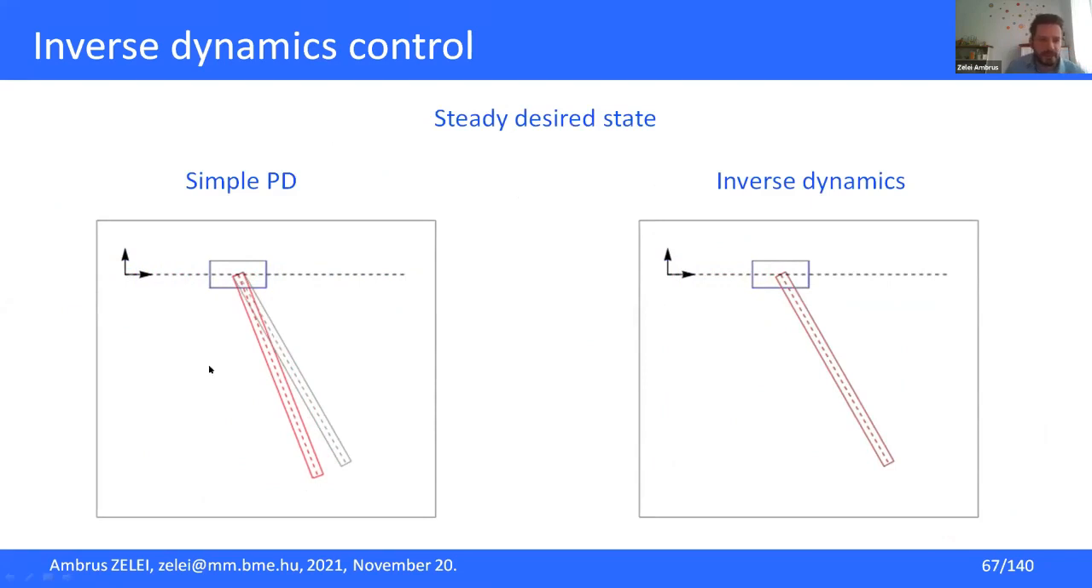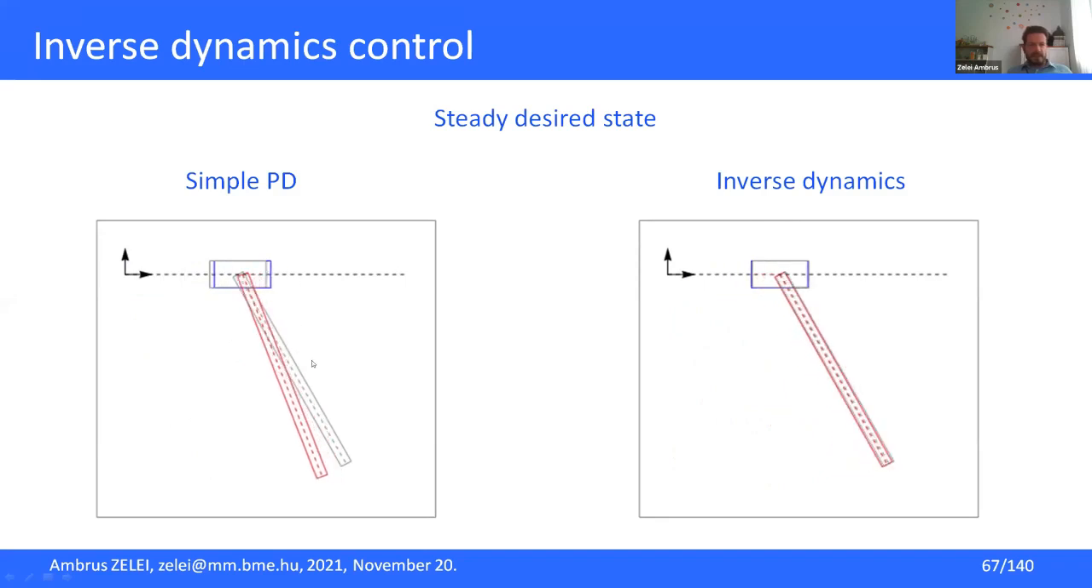So if I have the simple PD, what we have said at the beginning, and we were also referring to this as distributed control, without using the model of the system, we will see that due to the gravity, there will be a positioning error between the green, the desired, and the real, which is the red, position. But if I use inverse dynamics control, then the desired and the realized position will be identical theoretically. So if I know the model exactly, then this will happen.